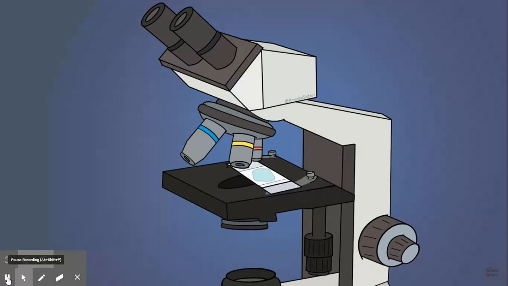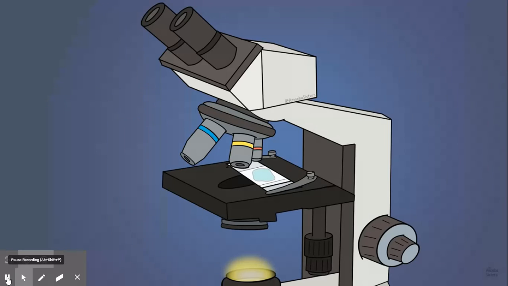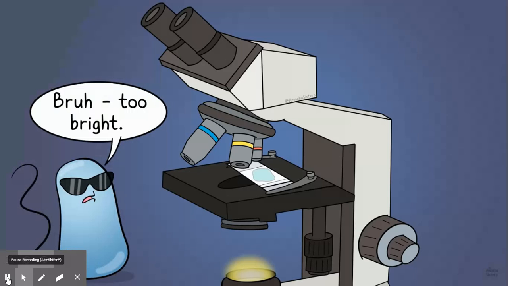I'm going to put the slide on the stage. I'm going to use the stage clips here to secure the slide. The light is on, and I already have the scanning objective lens here ready to go, which is good because I want to find the specimen first. I can adjust the light level if I want, but just know that super bright doesn't always mean the best image.